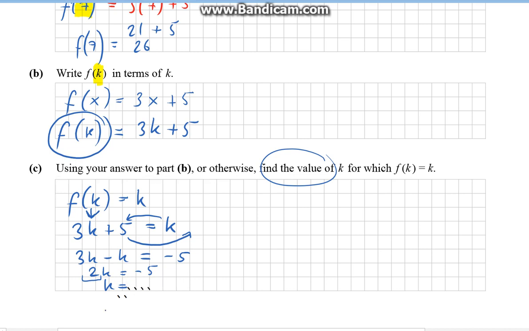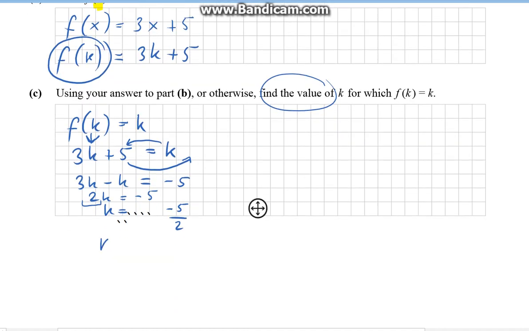Sorry, I must be pressing something with my hand here. So k is therefore equal to minus 5 over 2, or minus 2.5.